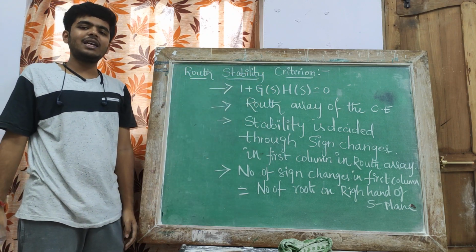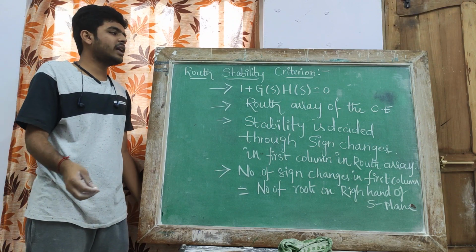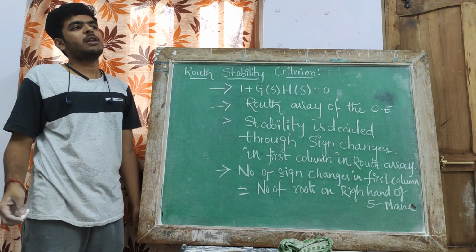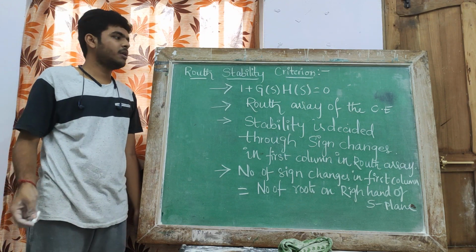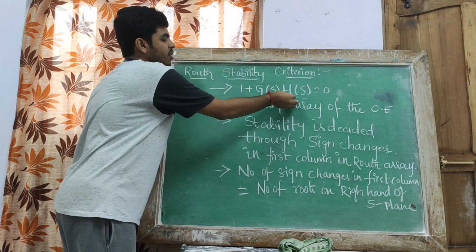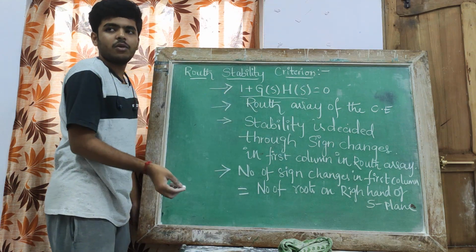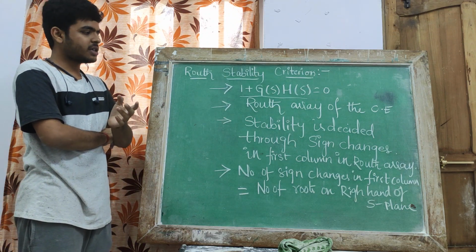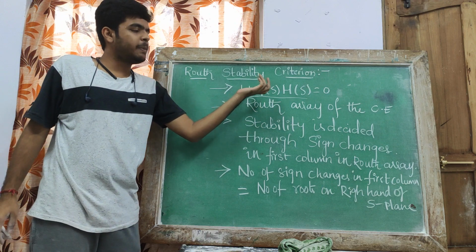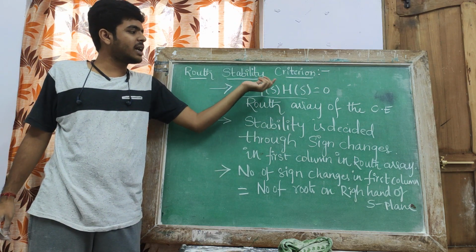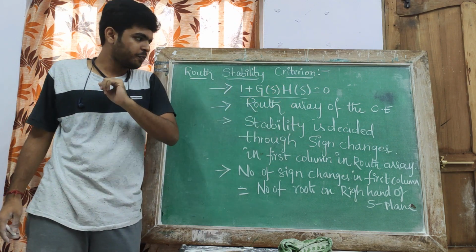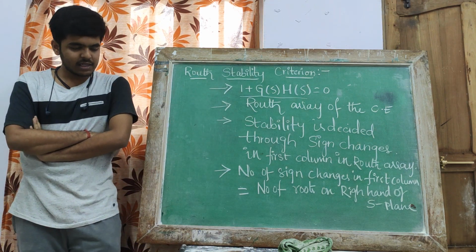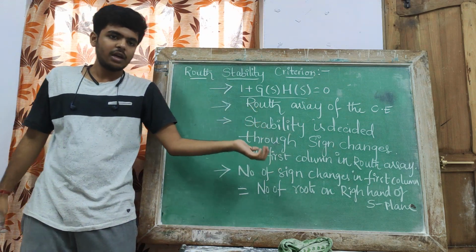For finding the Routh Array, first we have to take the characteristic equation. We know the characteristic equation lies in the denominator of any system, which is in the form of 1 plus G of s into H of s. So we have to take 1 plus G of s into H of s equals 0, which is the characteristic equation. Then we have to build the Routh array for that particular characteristic equation. Then after finding the Routh array, I'll be explaining the Routh array procedure.